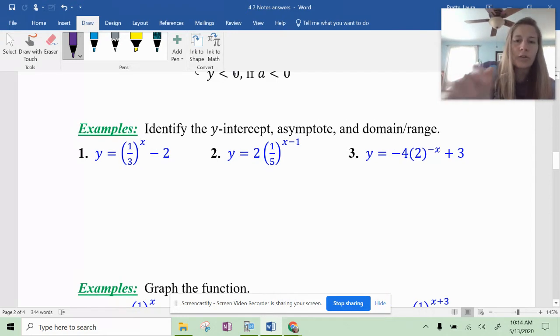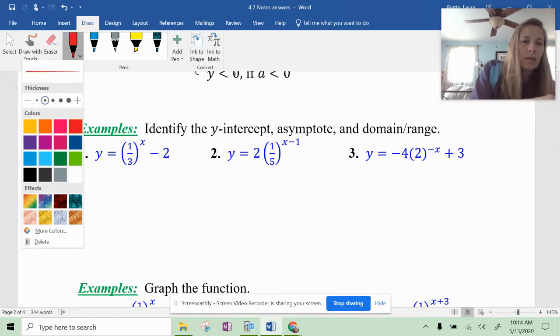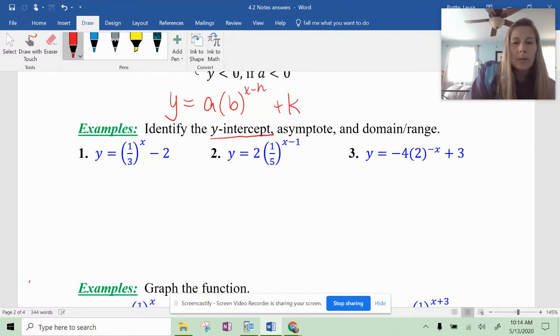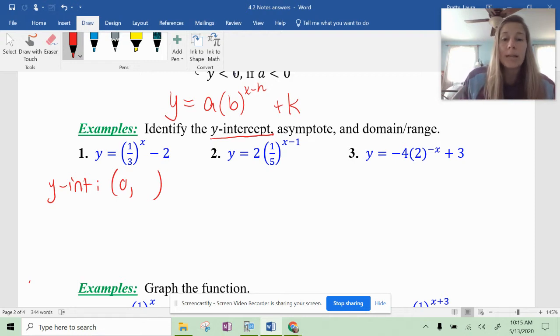So just as a little refresher from yesterday, because it's not on here yet, if you remember, this is our initial function, right? But then we have b, and then x minus h, and then the plus k at the end. So if we're doing the y-intercept, that is simply going to be whatever you get when you plug the 0 in for x. Now, if you just have a parent function where the h and the k are both 0, then it's going to be your a value. But in this case, we have this -2 here. So if I raise 1/3 to 0, I get 1, and then 1 minus 2 is -1. So that's my y-intercept.